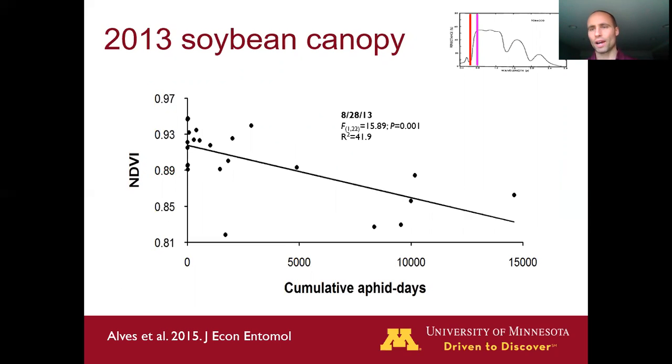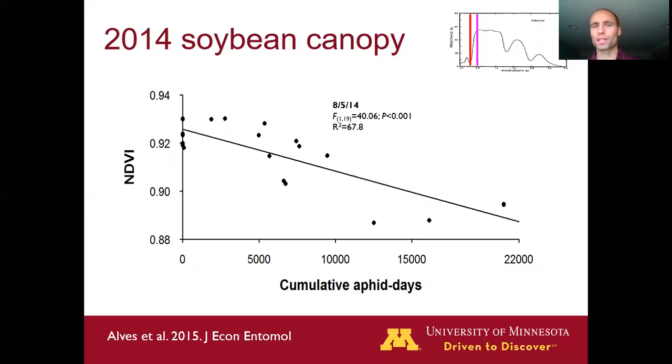Across the bottom of this graph and some of the other graphs in this presentation, you'll see cumulative aphid days, and that's that measure of how soybean aphid pressure accumulates on plants over time, much like how growing degree days accumulate over the season. On the side of the graph, we've got NDVI, and that's a mathematical combination of reflectance from a near infrared wavelength and a red wavelength. And what we see is that as cumulative aphid days increased, NDVI measures decreased.